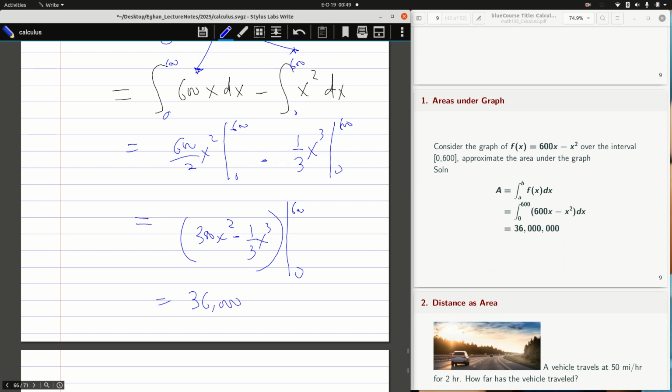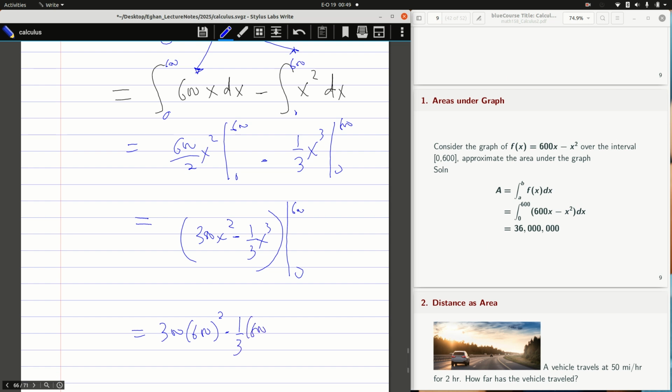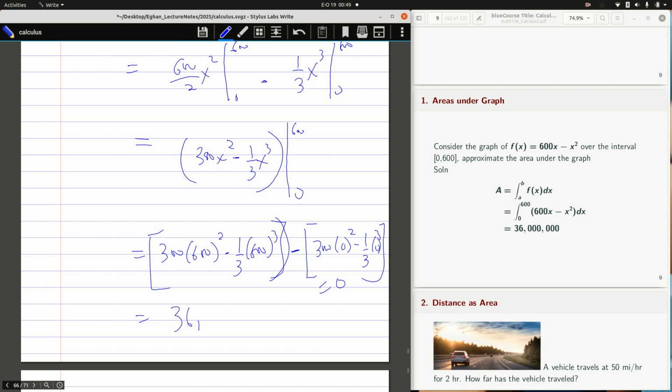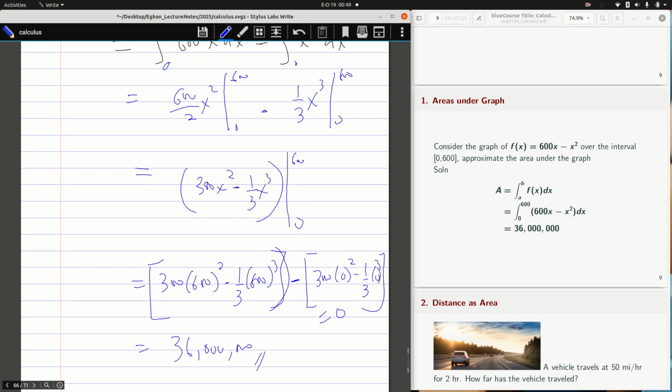It is in millions. Okay, so don't forget it's 300 times 600 all squared. Let me take my time and do it right here. This will be equal to 300 times 600 all squared minus 1 over 3 times 600 all cubed, to the first part, minus 300 times 0 all squared minus 1 over 3 times 0 all cubed. This is what I'm doing, and you know definitely all this part is going to go to 0, and what you will be left with will be this part. That's going to give you the 36 million units cubed for your area under the graph. As simple as that for integration. So that's my first story.